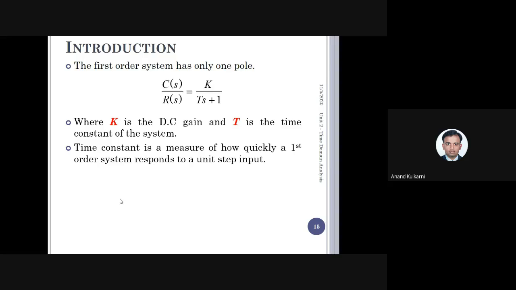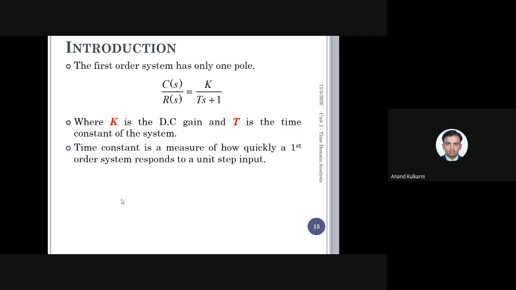Whereas a damper, the force developed by the damper, F is equal to B into dx by dt. So if you take the Laplace transform, F of S is B of S into X of S. So the highest power of S in this equation is 1. So the damper is a first order system.